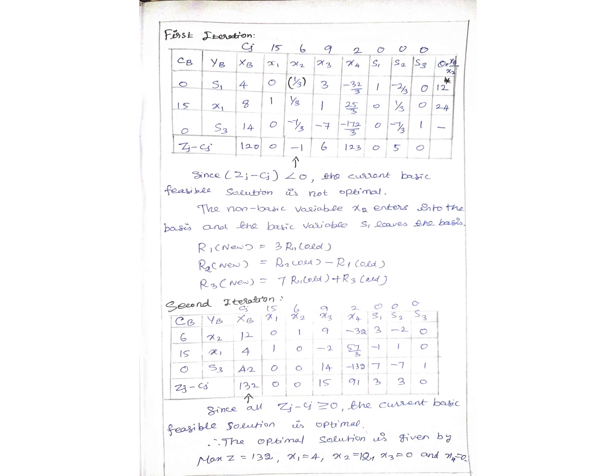Therefore, the optimal solution of the given problem is: maximum value of Z is equal to 132, the value of the variable x1 is equal to 4, the value of x2 is equal to 12, and the values of the variables x3 and x4 are 0. So this is the simplex method problem.